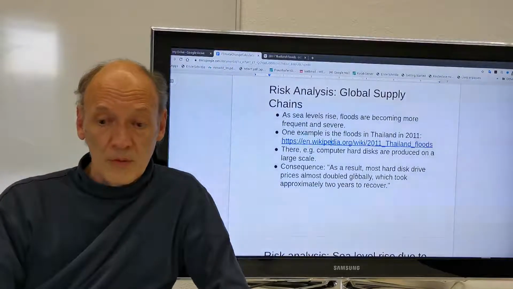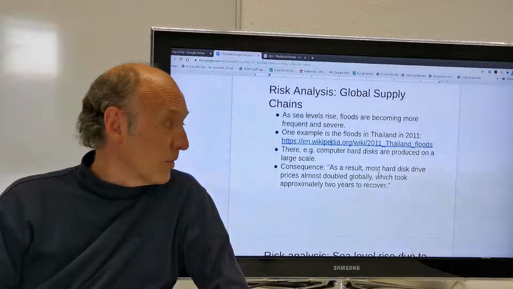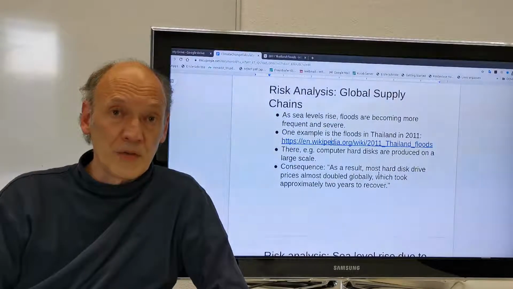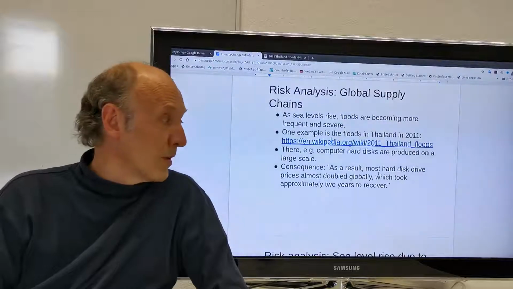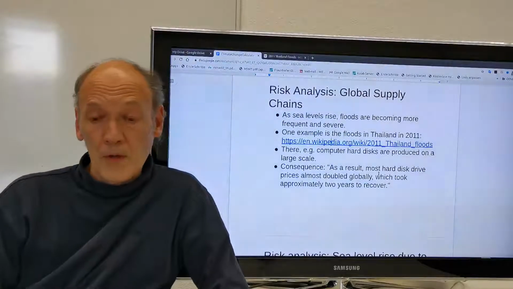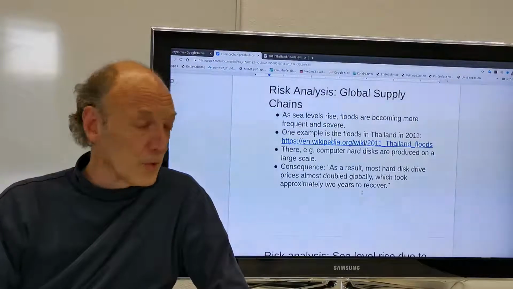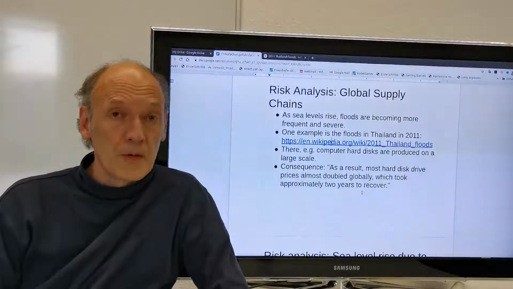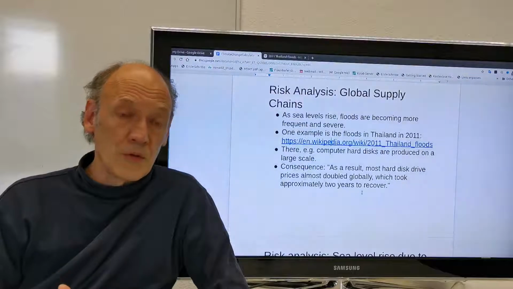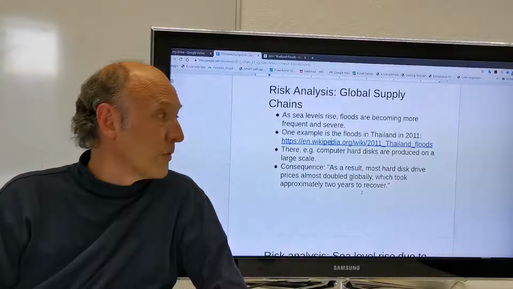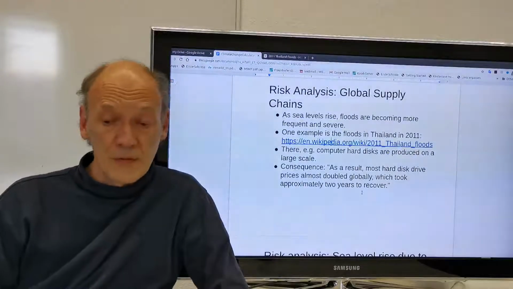I remember that after these floods, for 1 or 2 years, it was difficult to buy computers with larger hard drives because they were scarce, right? Because few of them were manufactured. And it took about 2 years to recover. This shows the sensitivity. So if you have more of those events, then those effects on the global supply chain will increase.